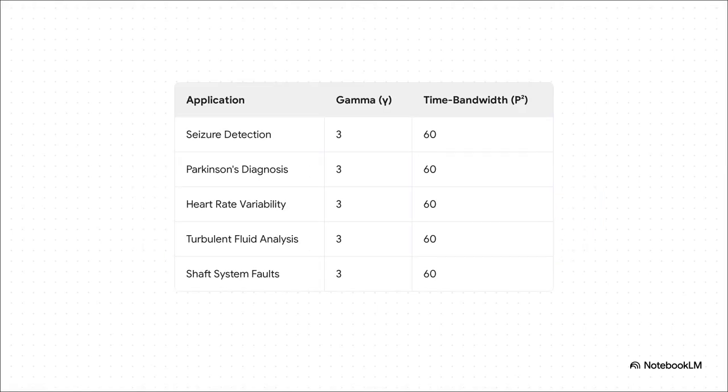And just look at this. This table just brilliantly illustrates what the paper found. Analyzing brainwaves to find seizures, the defaults. Diagnosing Parkinson's from how someone walks, the defaults. Assessing heart rate, analyzing turbulent fluids, finding faults in mechanical systems. Time and time again across wildly different fields, researchers are using the exact same out-of-the-box settings.